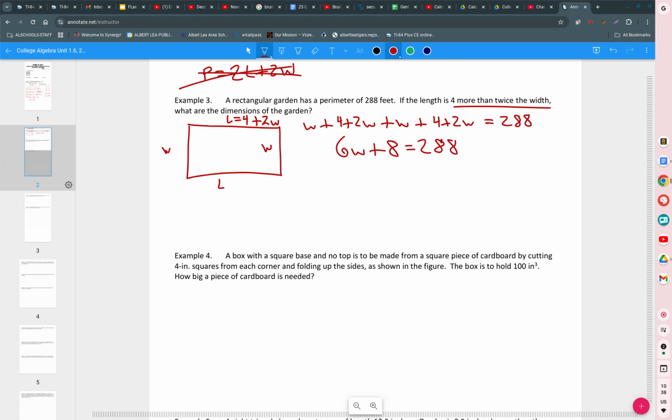This is not a second degree or third degree equation. This is a basic first degree equation. I'm just going to subtract my 8, divide by my 6. 6W is equal to 280. And so W is equal to 46.6. 46.6.